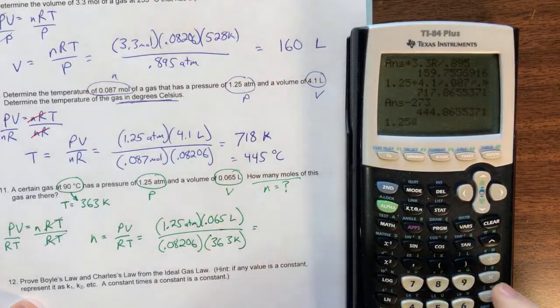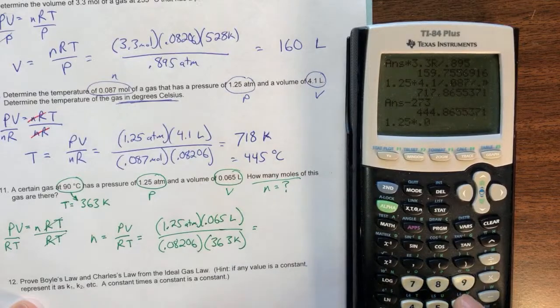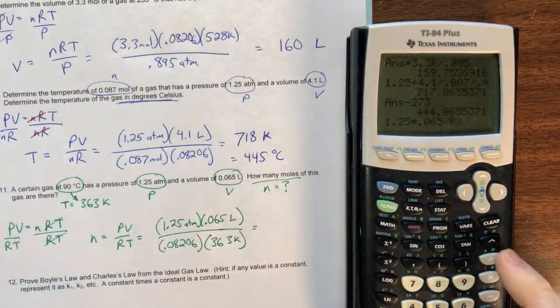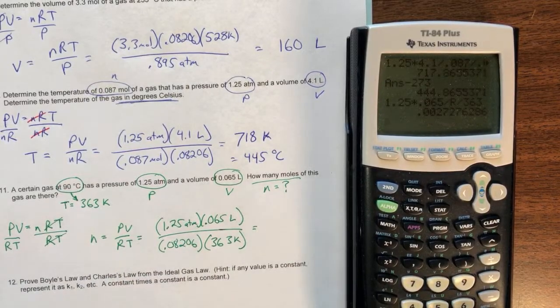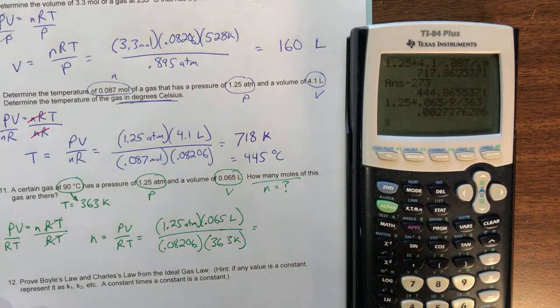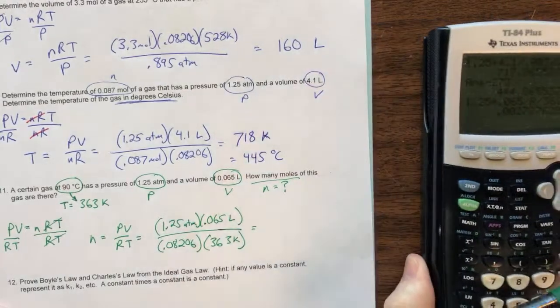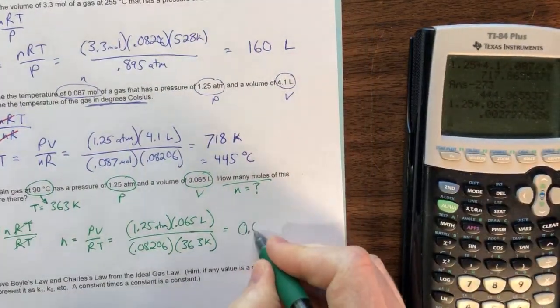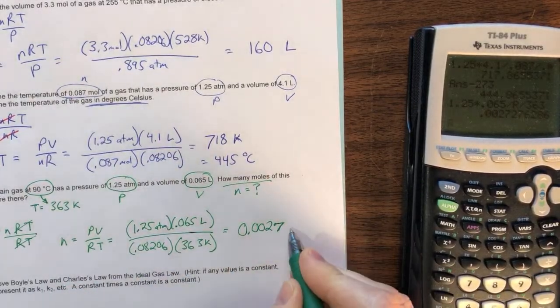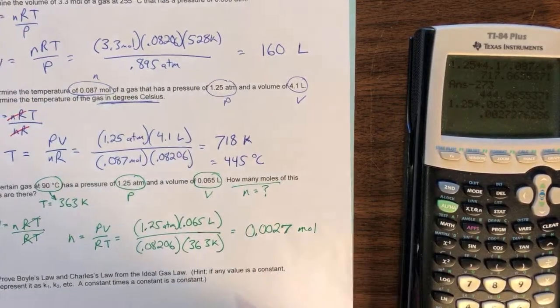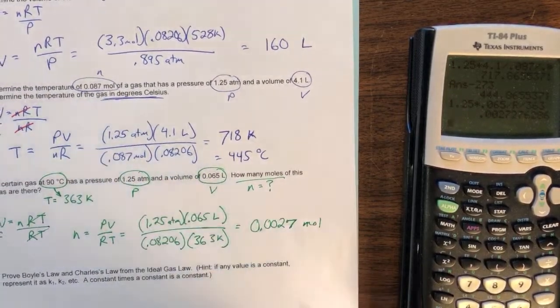All right, plug in the numbers. 1.25 times 0.065, divided by 363, gets us 0.0027. I think we have only 2 sig figs, so that's going to be good. 0.0027. And of course, for moles, the units are moles. So 0.0027 moles. And then that's that.